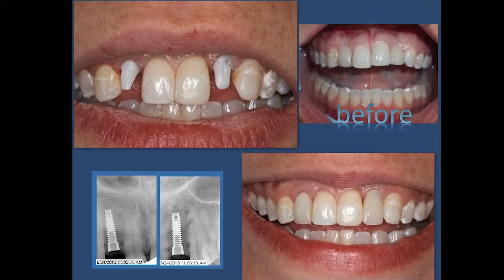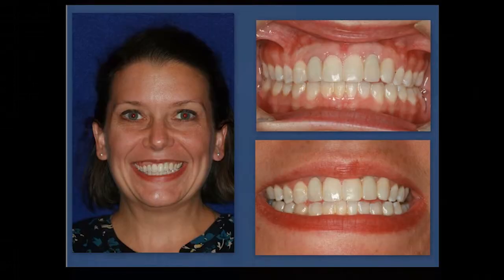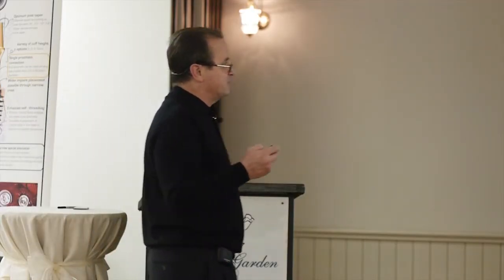We still have to go back and do some work here. And she's even thinking about doing some veneers and that. But the big deal was to get her out of these Maryland bridges that kept falling out. She didn't want to have fixed crown and bridge in the front.